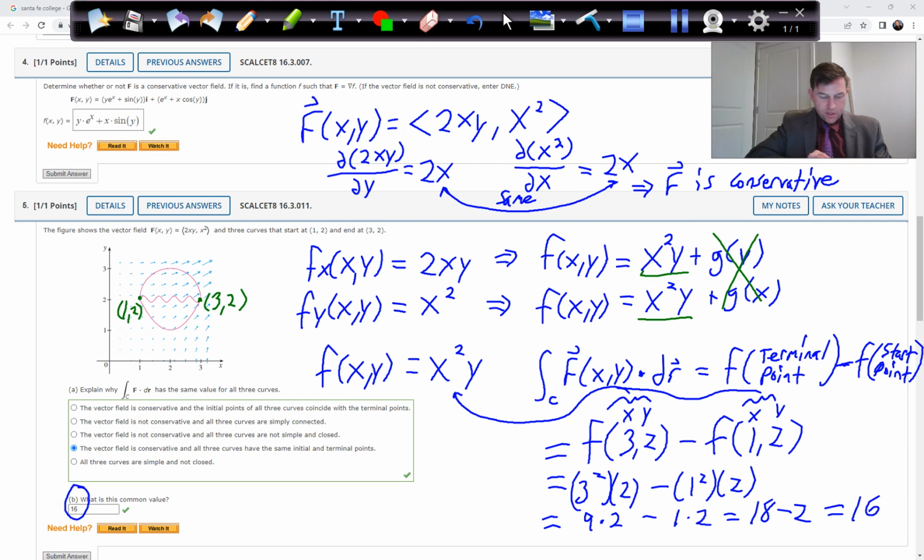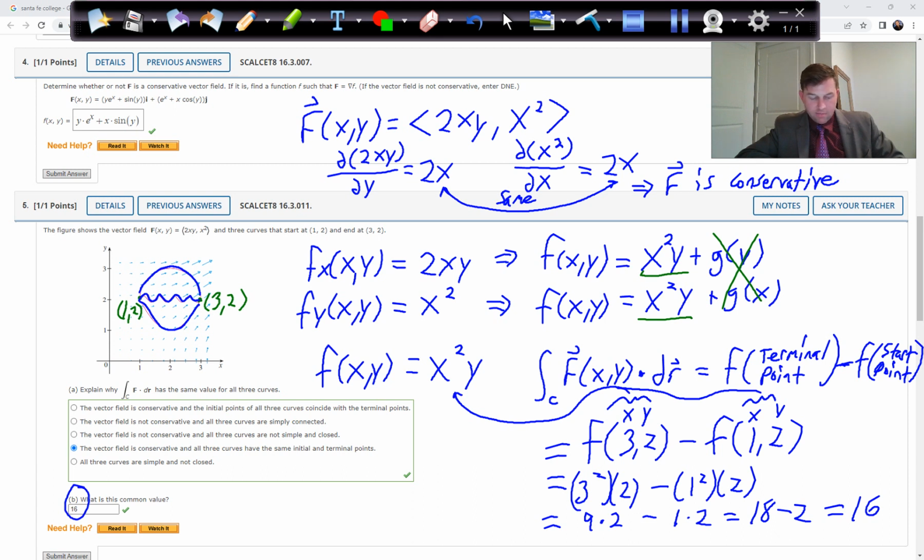And because we proved this is conservative, all 3 curves have the same initial and terminal points. And another thing that we'll learn is, if we're talking about this in terms of energy or work done, it will take the same amount of work to go along this top curve, or to go along this wavy curve, or to go along the bottom curve. So that's what it means to be a conservative vector field, is that the path you go from one point to another should not matter.